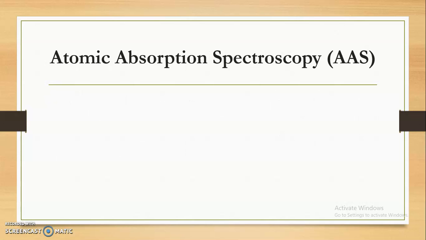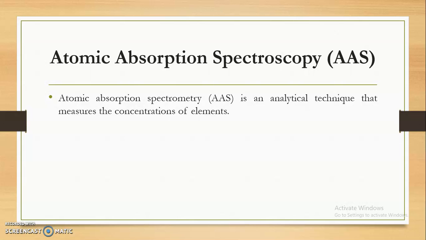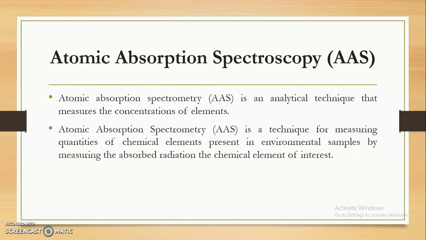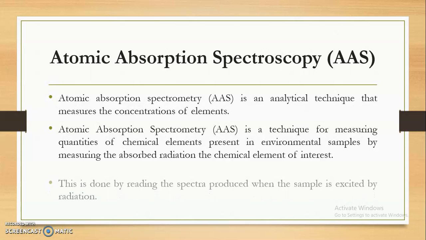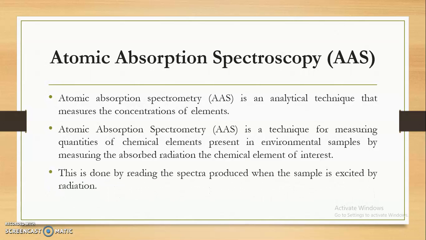The next type of spectroscopy is atomic absorption spectroscopy. This is an analytical technique that measures the concentration of elements. Again, it is used for quantitative analysis. Atomic absorption spectroscopy is used for measuring the quantities of chemical elements present in environmental samples by measuring the absorbed radiation of the chemical element of interest. This is done by reading the spectra produced when a sample is excited by the radiation. Here also we use ultraviolet as well as visible radiation for atomic absorption spectroscopy.